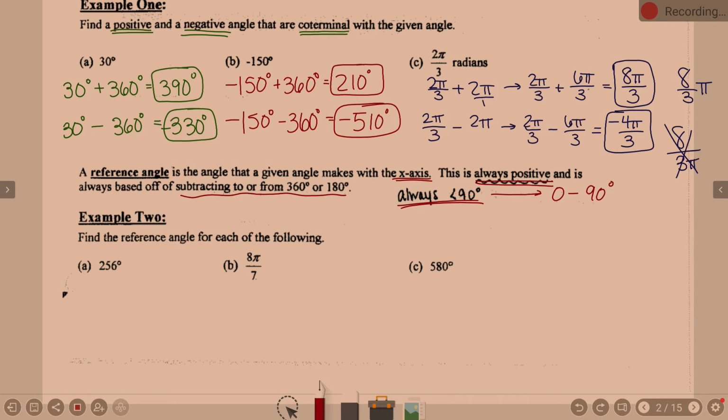If you're given a radian one, yes, we're going to work in radians. So in terms of radians, it's always between 0 and, what is 90 degrees in radians? Pi over 2. Because pi is 180, so half of 180 is 90, half of pi is pi over 2. Okay, so we need a reference angle for 256 degrees. First thing you've got to know is where is 256 degrees?